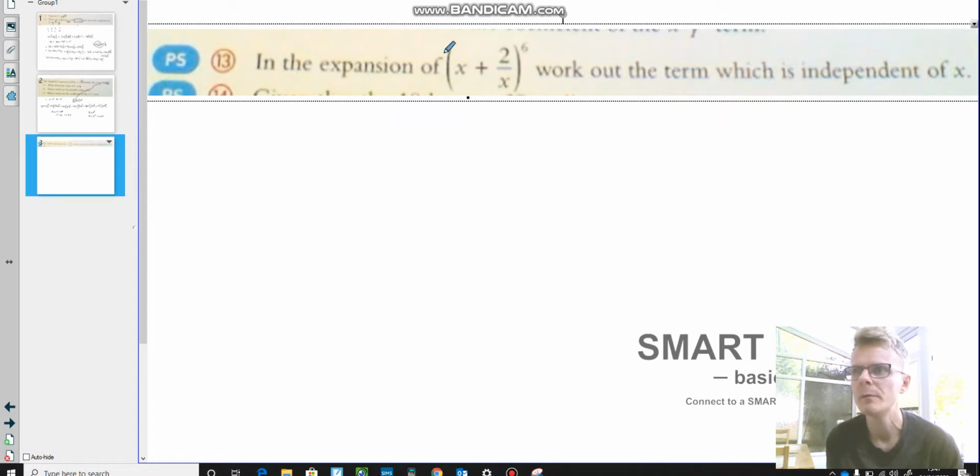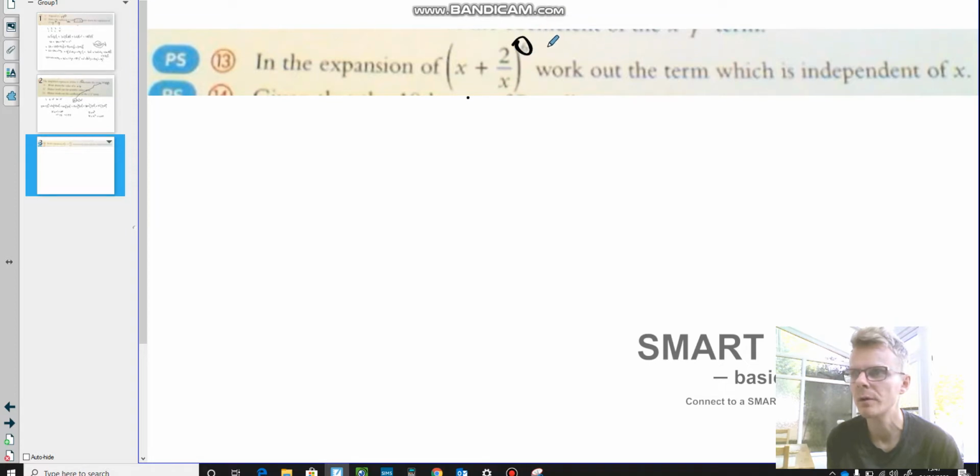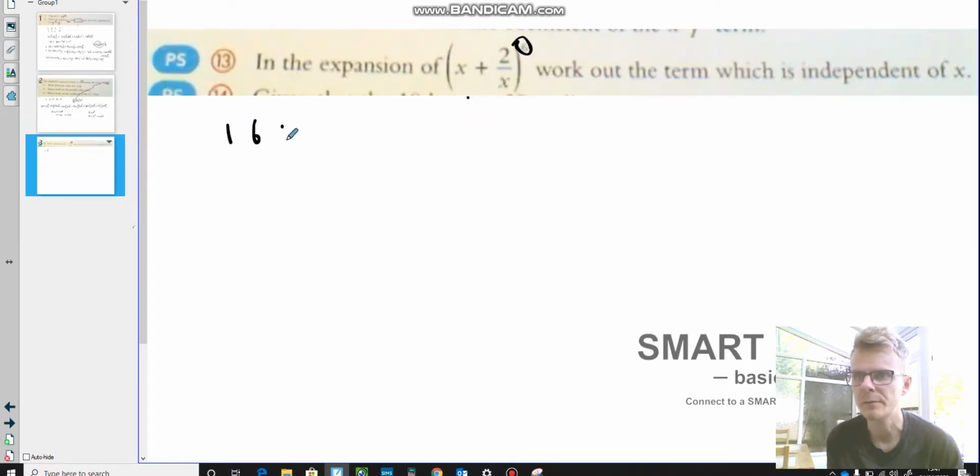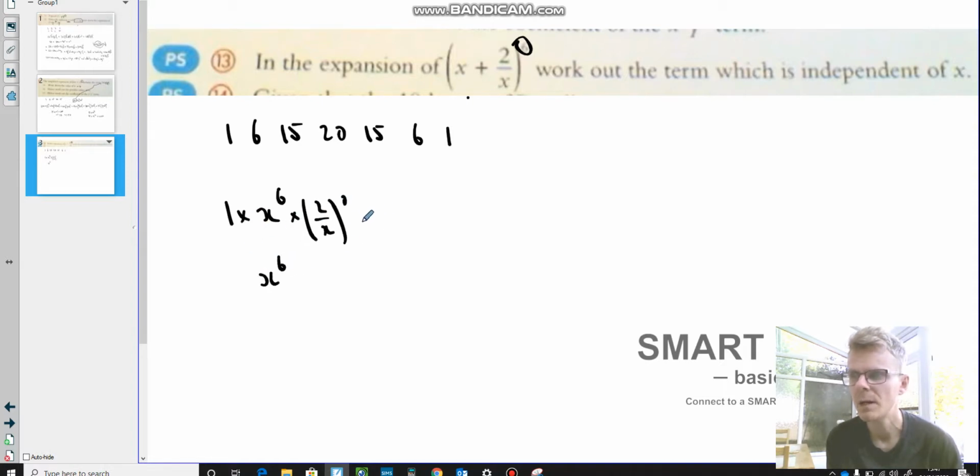Okay, so we're using Pascal's triangle with the order of 6. We did that in the previous question, so we know we've got the 1, 6, 15, 20, 15 to at least get ourselves started. So if we did the first term, we'd have 1 times, let's say this is our lead term, x to the power of 6 times 2 over x to the power of 0, which is just 1, so that's just going to be x to the power of 6. Let's see what happens in the next terms though.